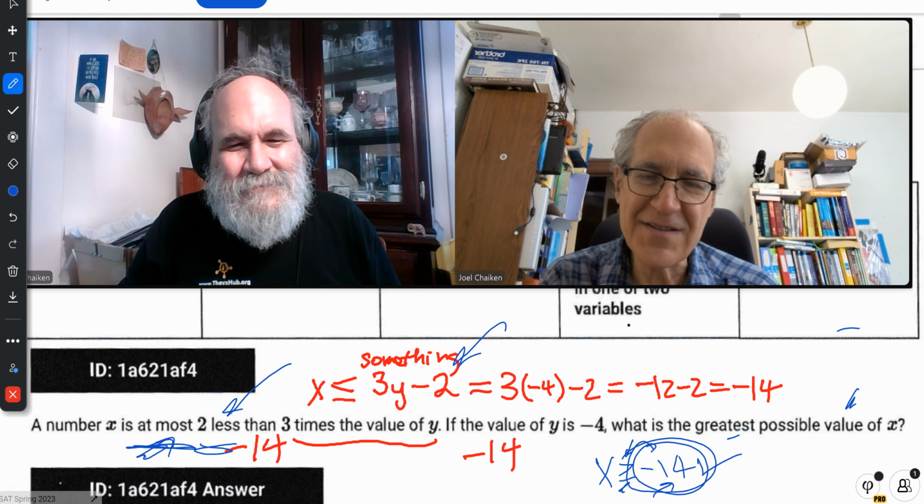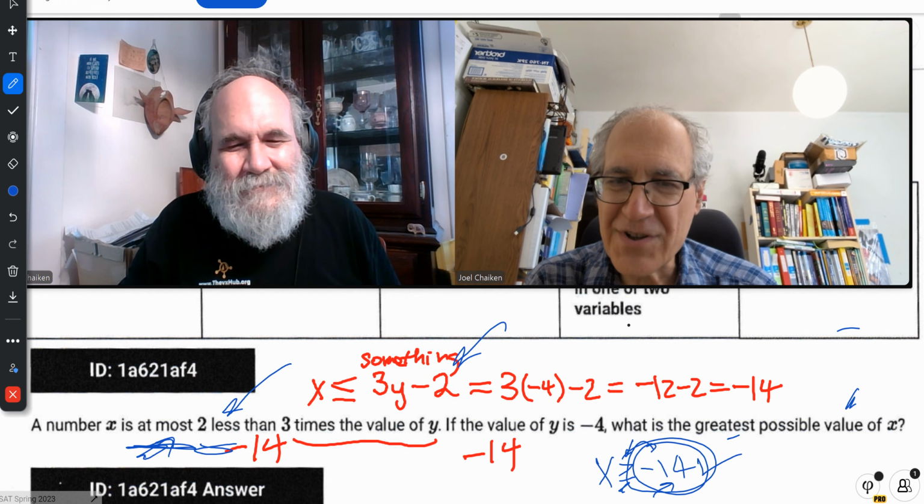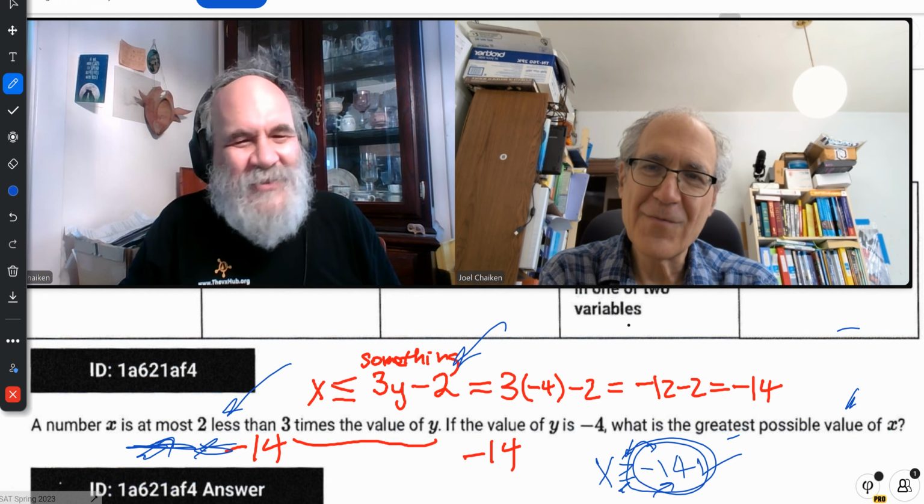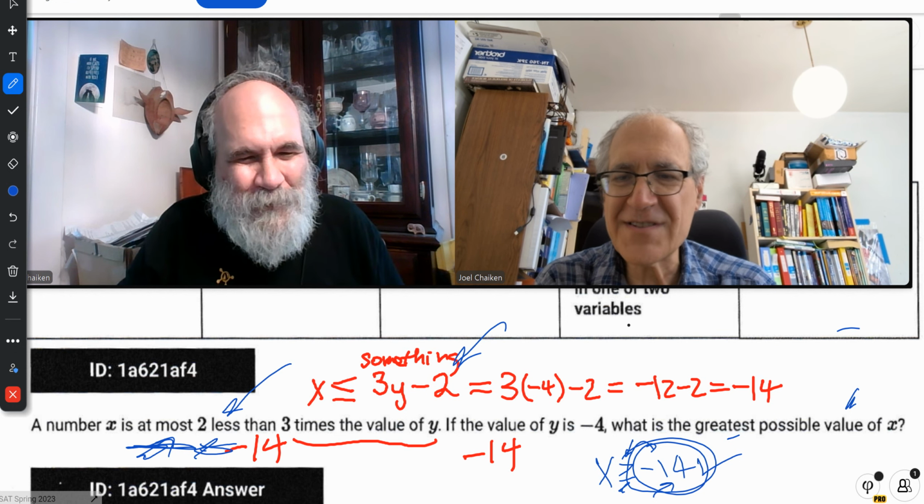Seth, when you were in little sixth grade, little Sethy in sixth grade, did you ever put the two in the wrong spot when you said something was a number? Yeah, always. We all do it, because it says "two less than."